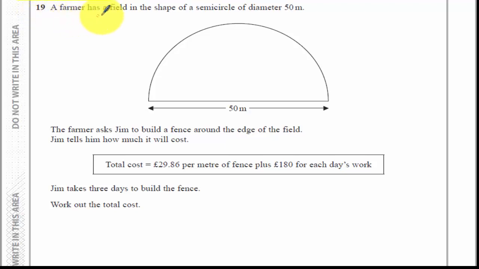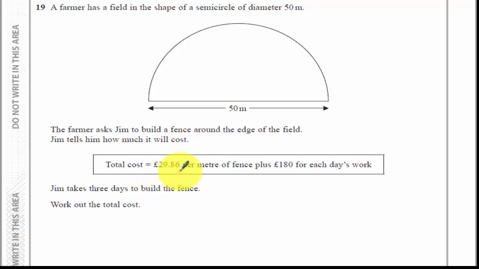Question 19. A farmer has a field in the shape of a semicircle of diameter 50 meters. Here it is. The farmer asks Jim to build a fence around the edge of the field. Jim tells him how much it will cost.